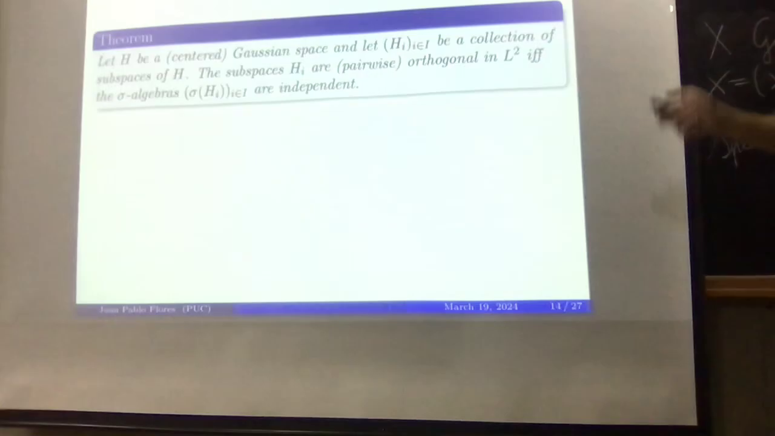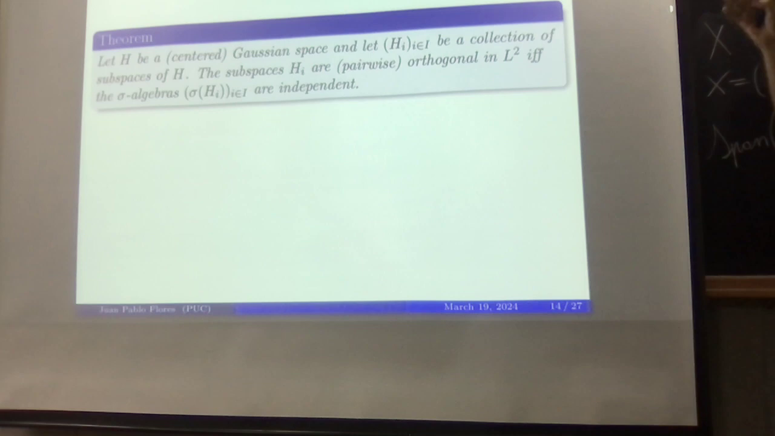Okay, first theorem. This theorem is relating this. We're working in L2. L2 is a Hilbert space. It has a Hilbert structure. So we can ask ourselves, is there any relationship between independence and this Hilbert structure, that is, the orthogonality in the space? And the answer is yes. If we start with a parent Gaussian space H, that is always going to be centered, and we take a collection of subspaces of H, then the subspaces are going to be orthogonal in the L2 sense if and only if the sigma algebras generated by these subspaces are independent.